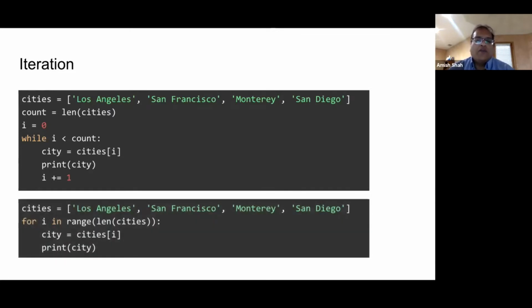Then we eventually find out that there's a range function. The range allows me to get a list of integers from 0 through the length of the cities. So let me use that, and we still use i to pull out the city and print each city. But this is still the wrong way to go about thinking about this.